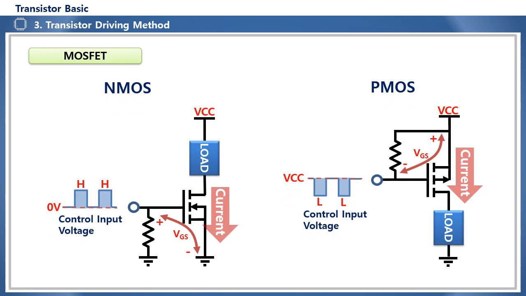MOSFET is a voltage-driven switching device that turns on and off depending on the voltage applied to the gate. It is divided into NMOS, which turns on when high is applied between the gate and source, and P-type MOSFET, which turns on when low is applied between the gate and source, and the source and drain.